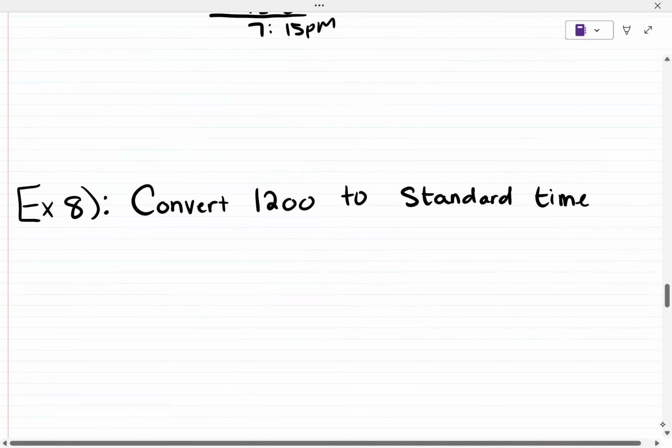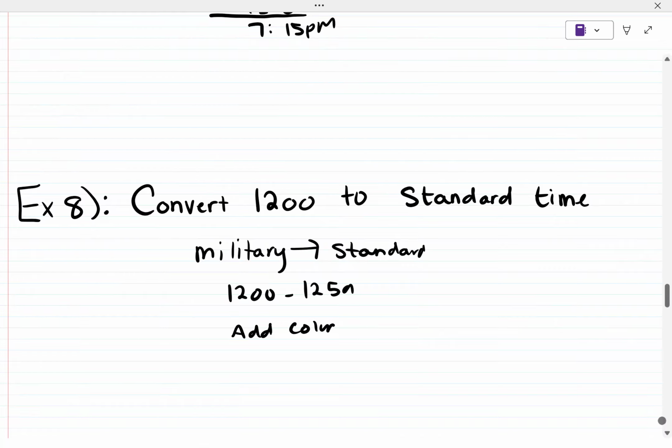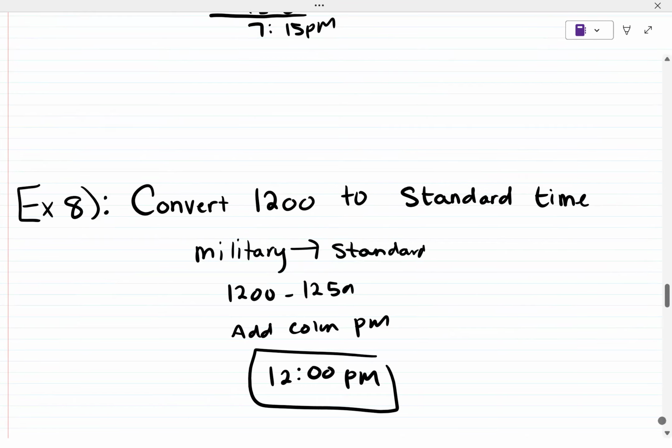Example 8, convert 1200 to standard time. So it's technically military to standard. 1200 is technically from 1200 to 1259. So what you have to do is add a colon and then a PM. That's it. So it would be 12:00 PM. Not bad, right?